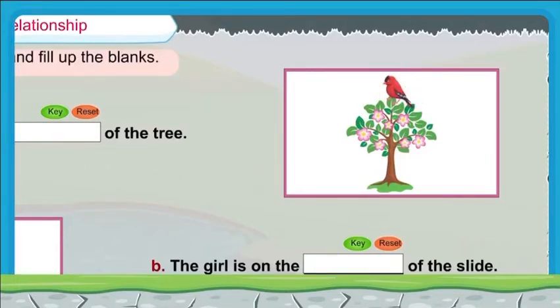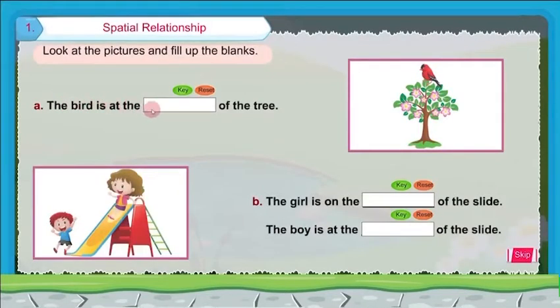So we will fill up this blank. A. The bird is at the dash of the tree. So where is the bird here? The bird is at the top. So we will write here top of the tree.